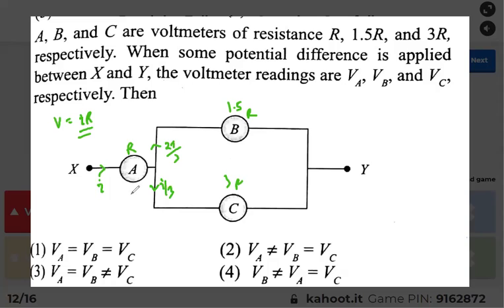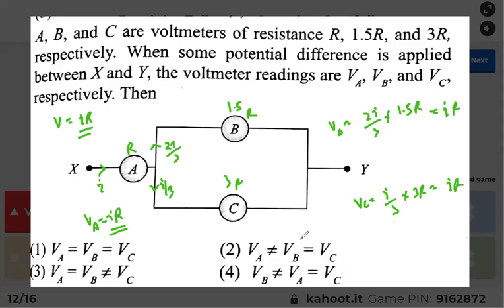है ना? अब बताओ इसके क्रॉस पोटेंशियल कितना हो गया? What is the potential across A? So, sir, potential across A is IR. What is potential across B? Sir, potential across B is 2I/3 into 1.5 R. So basically it is IR. What is potential across C? So it is I/3 into 3R, which is basically IR. तो potential difference कितना हो गया? A, B, C के तीनों में same हो गया. So the answer is 1.